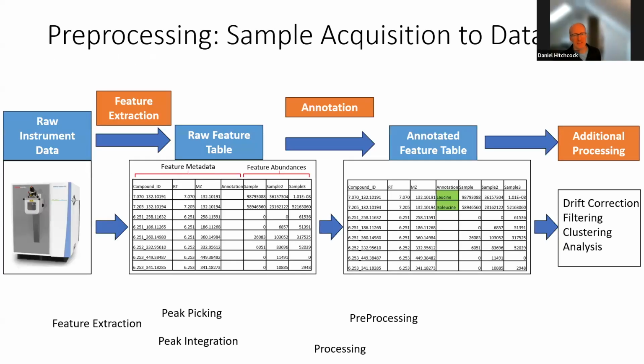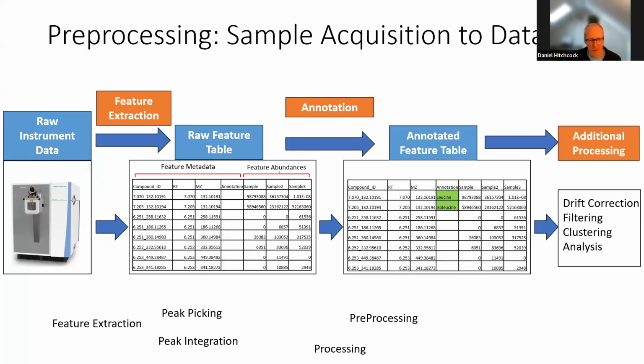So just an overview, this is kind of how I view processing metabolomics data. The first part's acquisition, where you have the raw instrument data. Then you have feature extraction, which goes from raw files to a feature table. Then you can annotate the data by a variety of means to get an annotated feature table. And then lots of additional processing can happen afterwards, including QC, drift correction, filtering, clustering, and obviously analysis too, if you actually want some results or findings from your data.